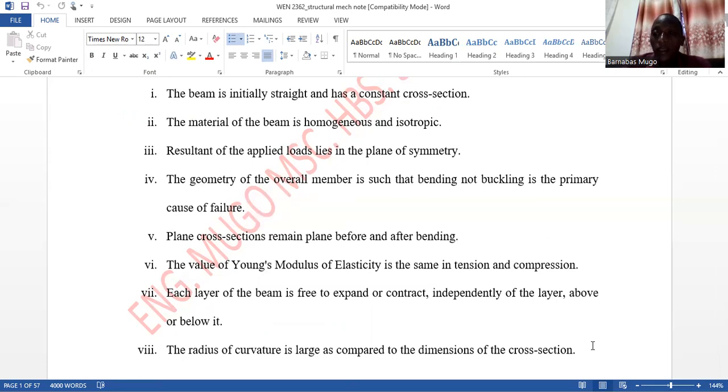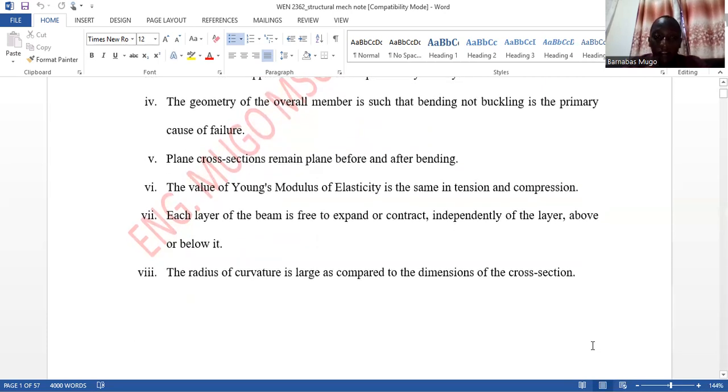We are also assuming that it is only the bending moment that is making the beam fail, but not collapsing or buckling. We are also making an assumption that the plane remains plane both before and after bending. It does not change the cross-section dimensions.